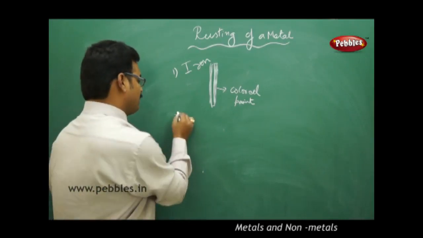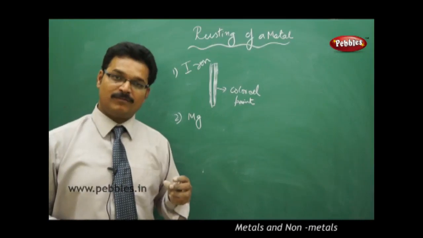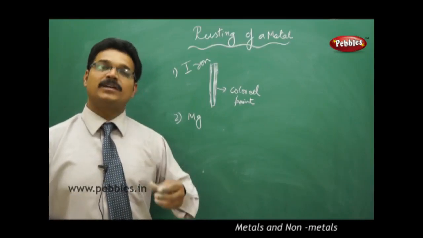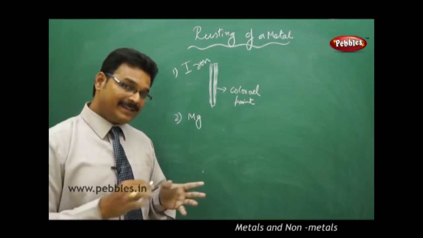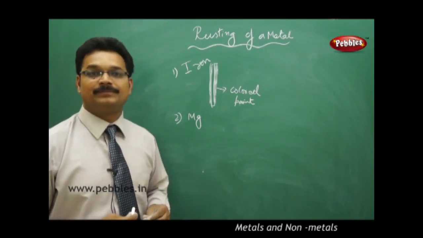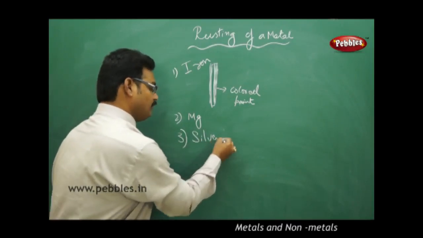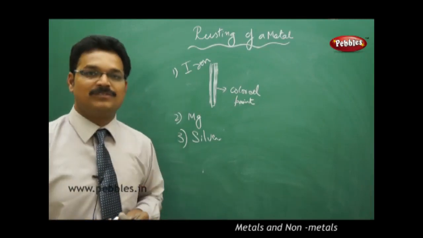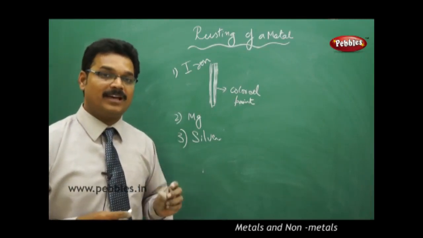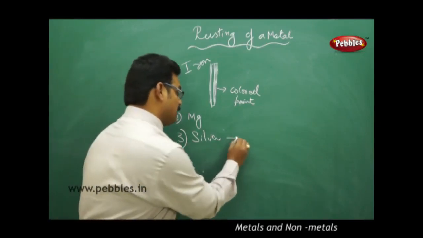For example, take magnesium ribbons. If they are placed for a long time in the air, they become dull, and when you cut them, they become shiny. Now take the next example, like silver ornaments, silver statues. If you keep them for a longer time in the open air, what happens? They turn black.